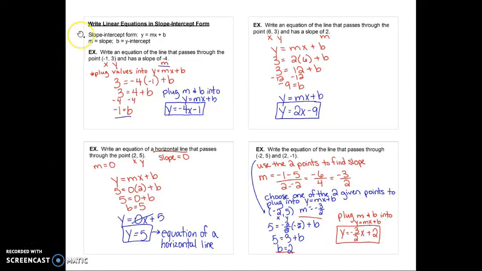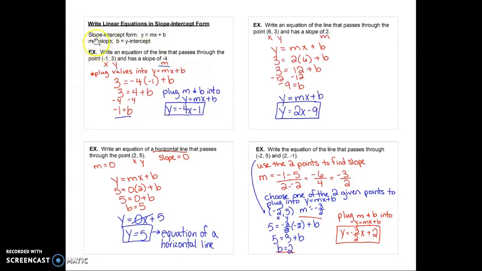Okay, these notes are your concept number 4, which is writing linear equations in slope-intercept form. So the first thing we're going to look at is, again, slope-intercept form is y equals mx plus b. We looked at this in the last concept where you were graphing in this format. So now, instead of graphing, we're just going to write the equations.